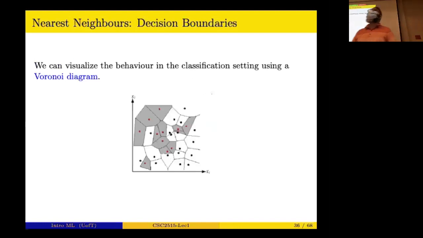How do you define the boundary? So essentially, that region would be the points that are closest to that specific, say, red point.